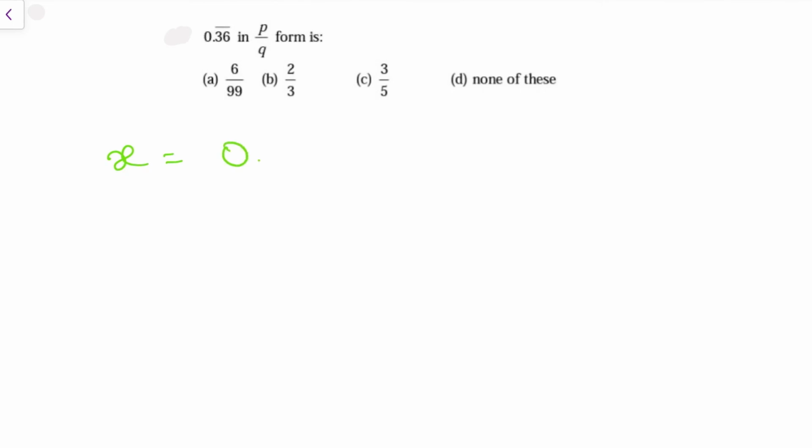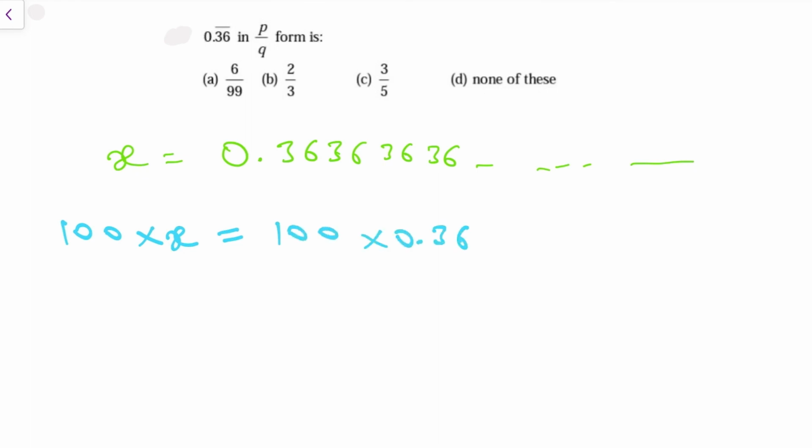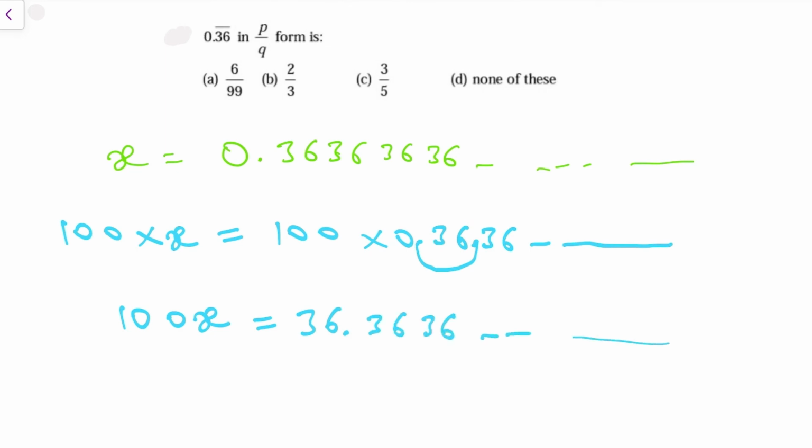In 0.36 bar, 2 digits are repeating, so 36 36 36 and so on repeat here. Since 2 digits are repeating, we need to multiply this equation with 100. So 100x is equal to 100 into 0.363636 and so on. We are multiplying with 100, so the decimal will move 2 digits to the right, so it becomes 36.363636 and so on. Now we need to subtract this equation and the first equation.